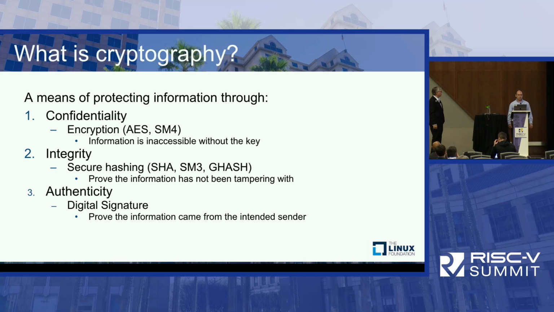So cryptography is a means of protecting information through really 3 prongs. There's confidentiality, there's integrity, and there's authenticity. So the confidentiality is handled by encryption. It makes sure that even if somebody intercepts your message, it's garbage. They can't understand it. You need a key to be able to read the information, to access the information.